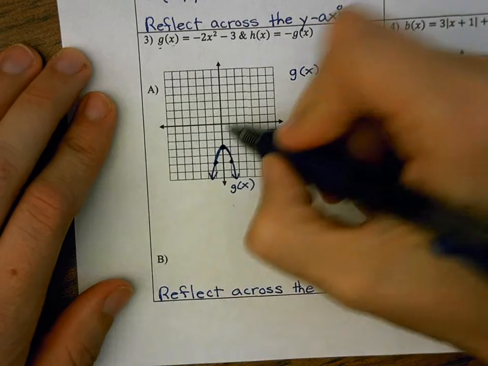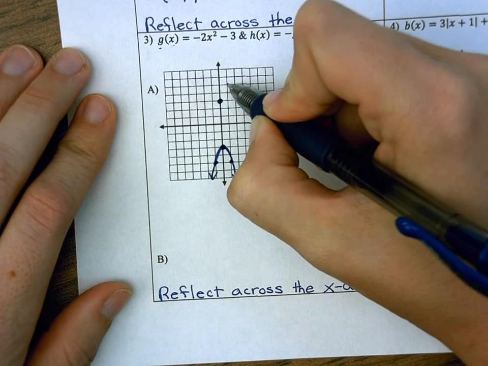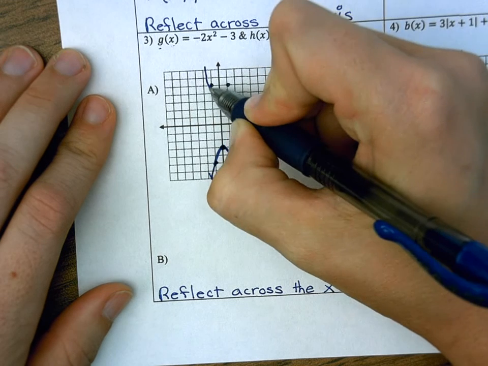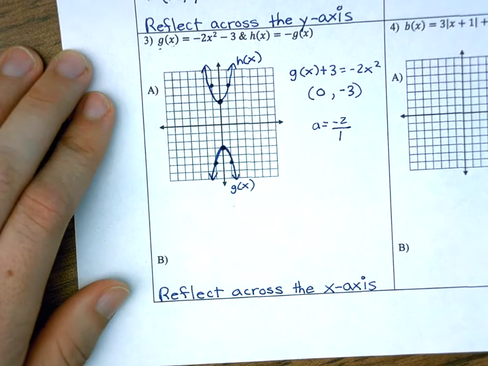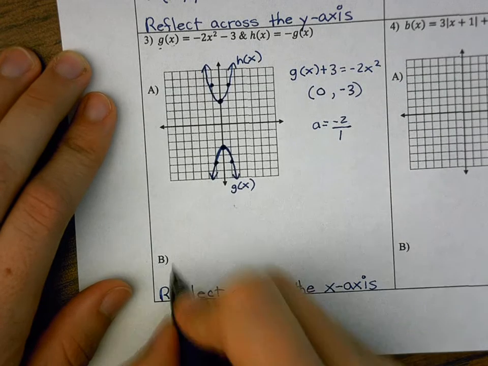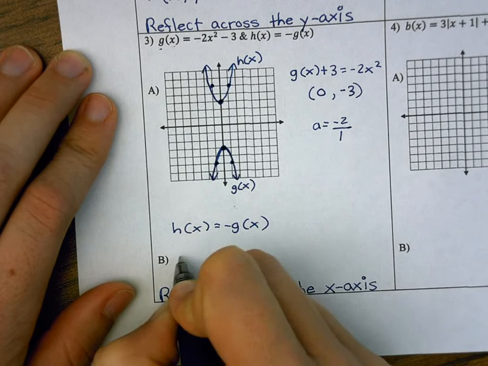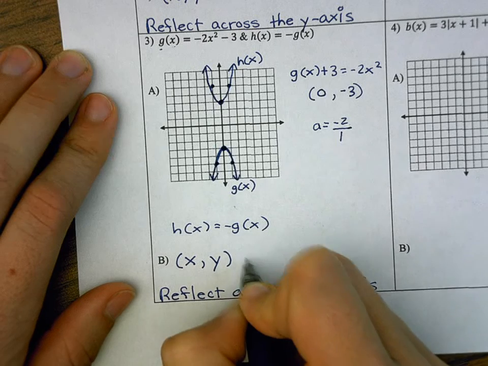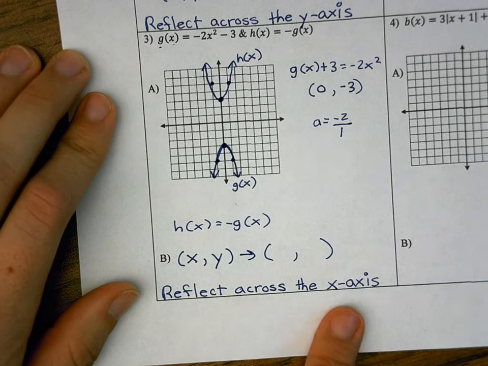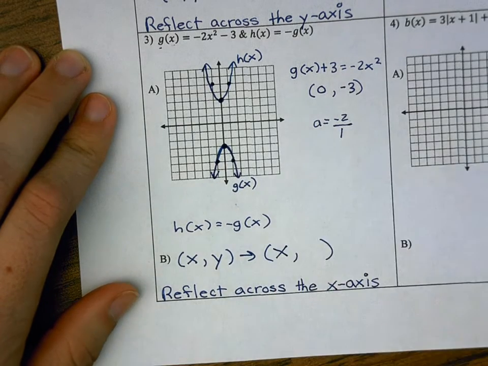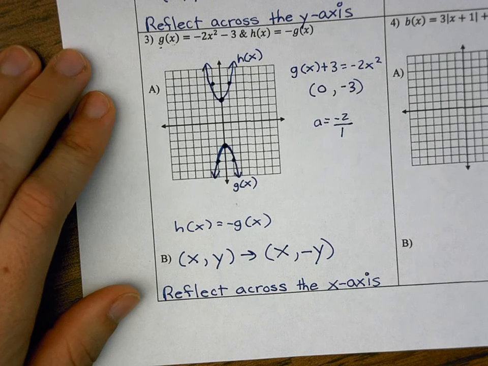So reflecting across the x-axis, we are 3 away, so 3 away in the other direction. 5 away here, so 5 away in the other direction. And you've got your h of x. And last bit describing this. Okay, so we already have our function notation, h of x equals negative g of x. And our coordinate rule would be that each coordinate point x, y would become, and since I'm reflecting across the x-axis, x stays the same, y is what's changing sign. Okay?